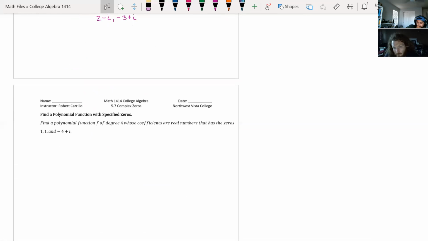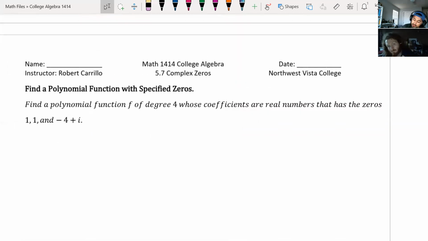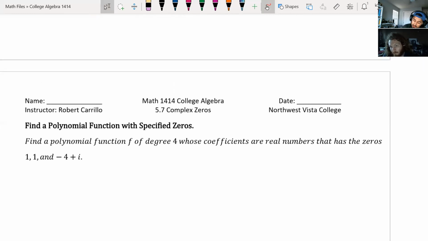Now, find a polynomial function of degree 4 whose coefficients are real numbers that has the zeros 1, 1, and -4 plus i. All right. So on this example is where we're going to build the polynomial function from the given zeros. So we're going to take the zeros, put them into a linear form, and then distribute everything to find the standard form of a polynomial. But to begin with, let's find our remaining zeros.